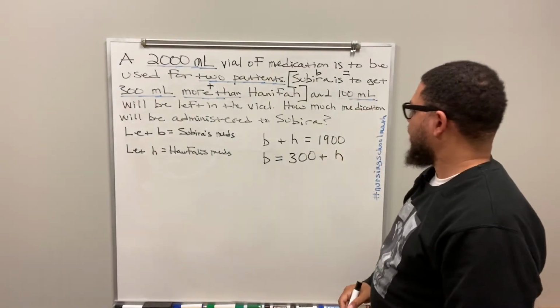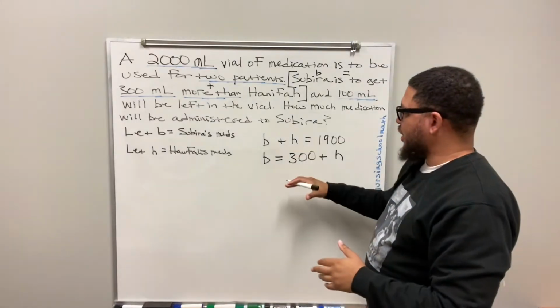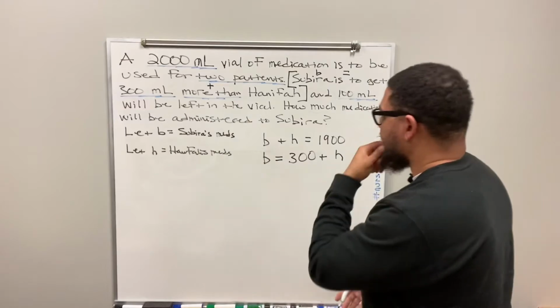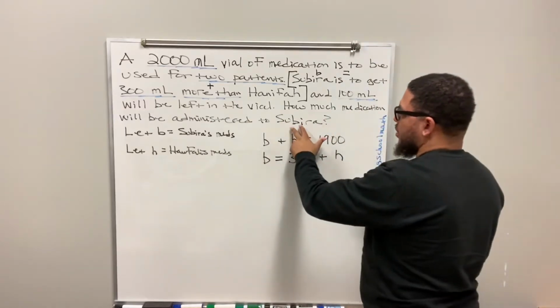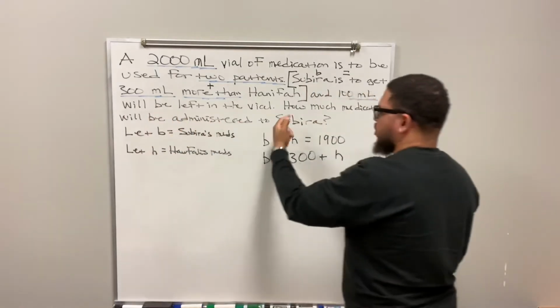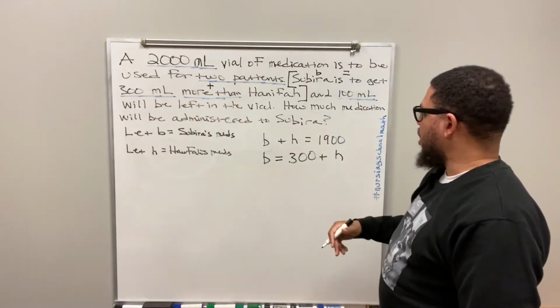Boom. And now I got my system of equations, and I got my two equations that I'm going to use to solve for B and for H. But really, I only need to solve for B because the main question is how much medication will be administered to Sabira. How much, right? How much will be administered to her?